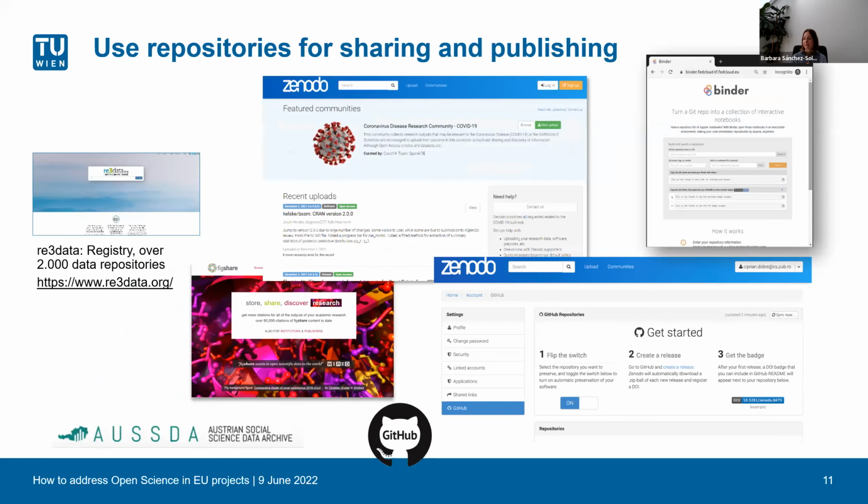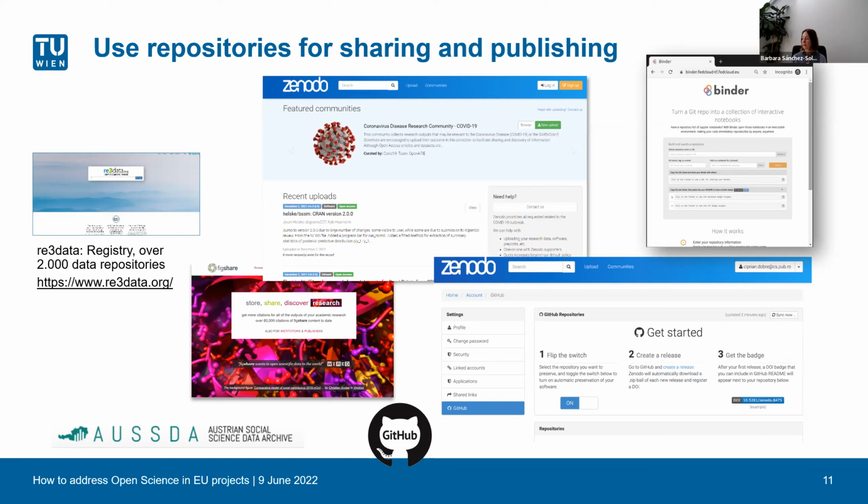So, use repositories for sharing and publishing. This is a very important and essential element to actually implement open science practices. And it is not only about sharing data, but also sharing code. So again, this was a very interesting example which Michalis showed us, where the evaluator said, so the data sharing is well described, but there is no reference to code.